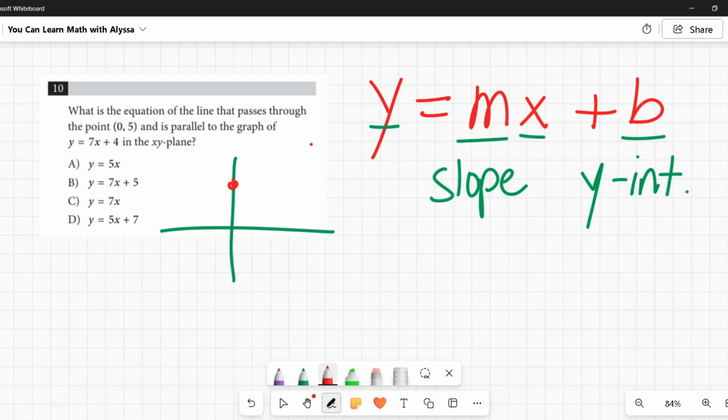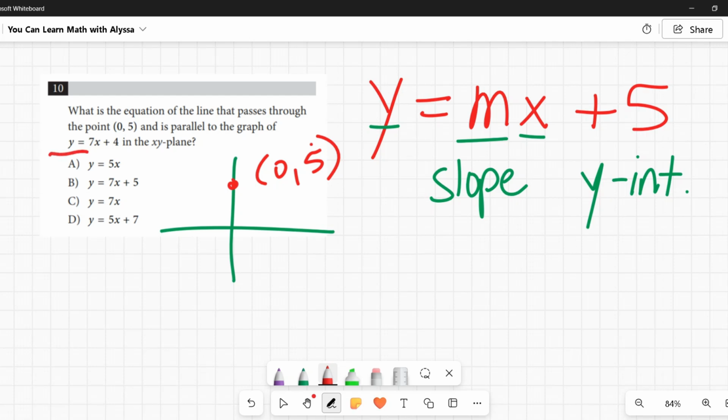So I make this dot at (0, 5). And that is going to be the y-intercept where it crosses the y-axis. Anytime the x-coordinate is 0, you have a y-intercept. All right, so I already know my y-intercept is going to be 5.